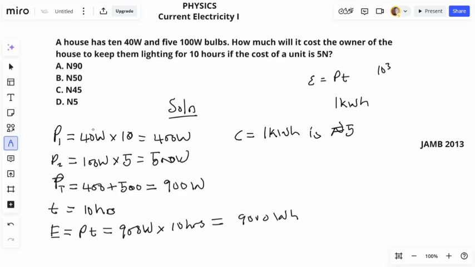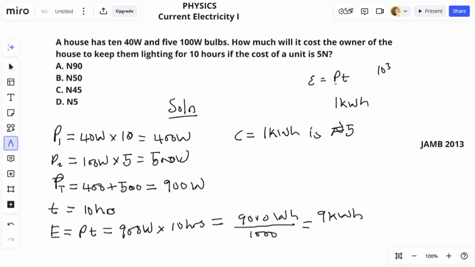So that's the total energy consumption of all these bulbs: 9,000 watt hours. But the unit for calculating electrical energy with respect to cost or the national grid is usually kilowatt hour. So we are going to convert 9,000 watt hours to kilowatt hours. We divide it by 1,000, and that will give us 9 kilowatt hours. So the electrical energy consumption of all these bulbs equals 9 kilowatt hours.